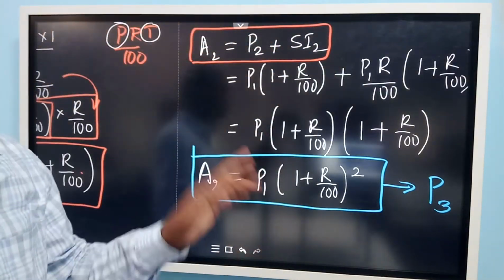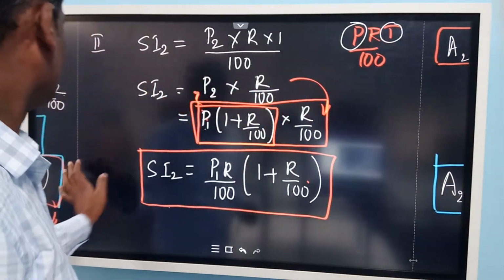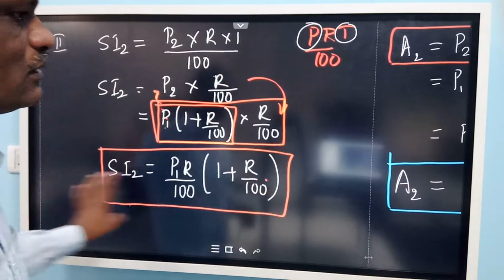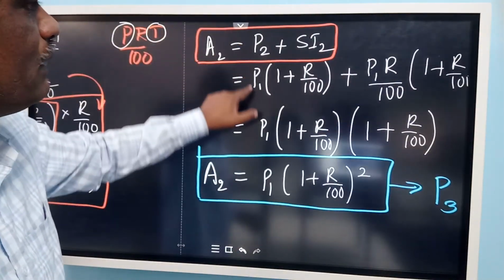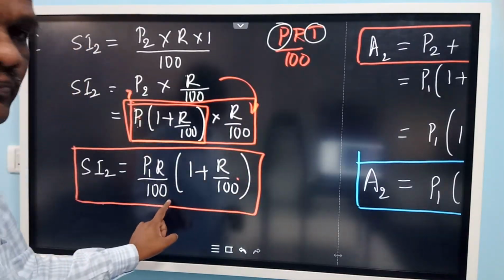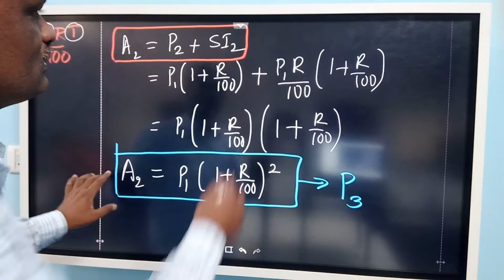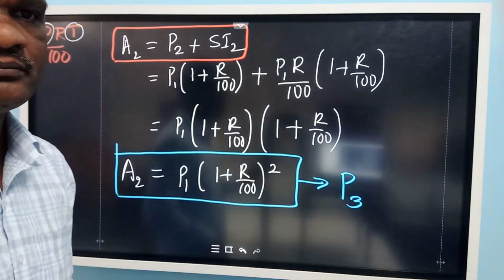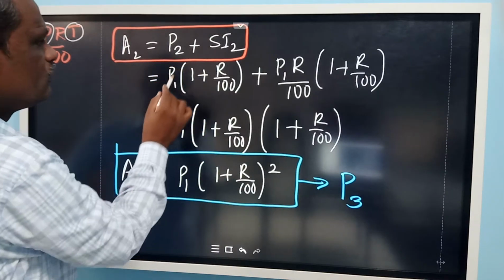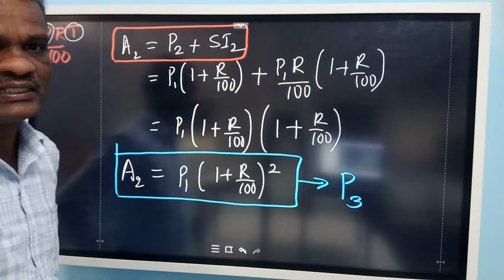P2 plus SI2. Now you can substitute here. What is P2 here? P2 is nothing but this one in terms of P1. P1 into 1 plus R by 100. So in place of P2, you can write P1 into 1 plus R by 100. SI2, simple interest, this one: P1 R by 100 into 1 plus R by 100. So this one. Is it clear? Yes, sir. This is simple interest calculated at the end of second year.